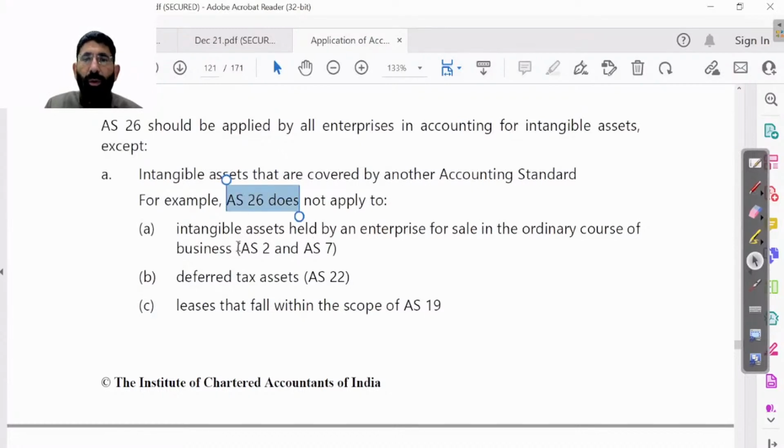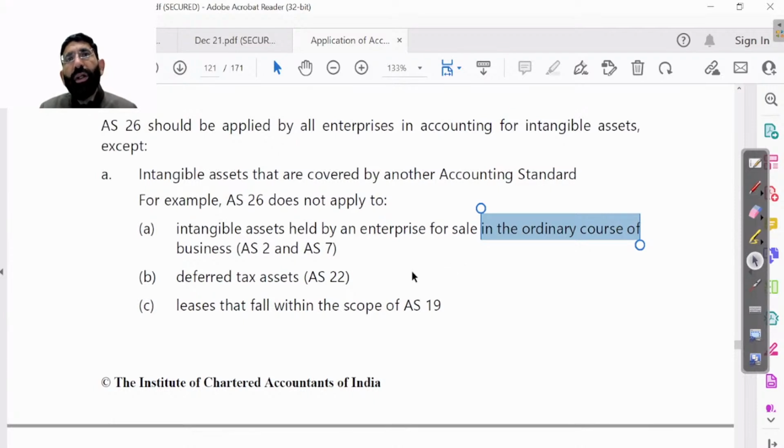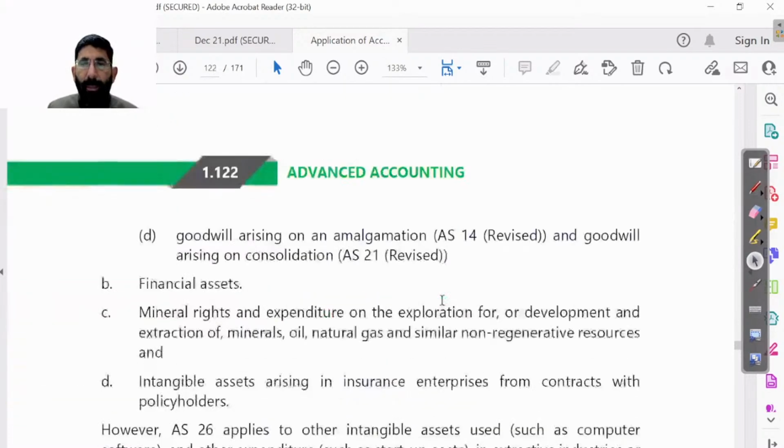it will not be applicable on AS inventories, construction contract, stock of construction, in case of intangible asset held by an enterprise for sale in the ordinary course of business. So even if an intangible asset is with me, but that has been held by an enterprise for sale in the ordinary course of business, then it will not be covered here, because in that case it will be just like an inventory. Deferred tax asset is not covered. Leases are not covered in this case.